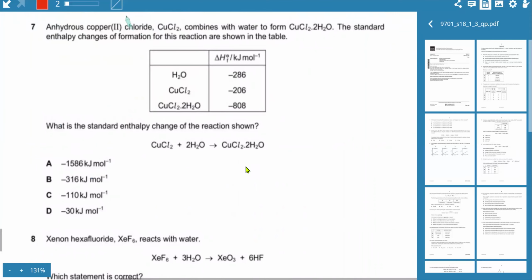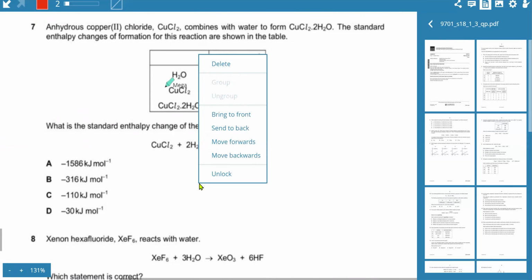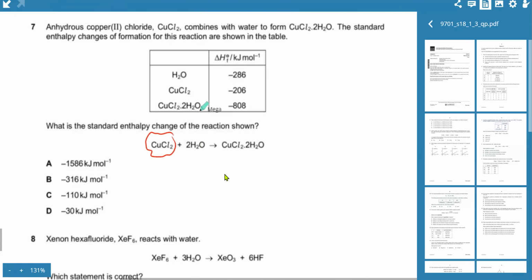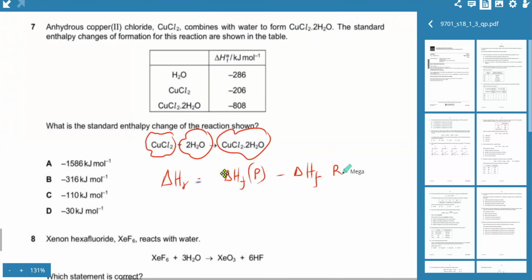Now you're given a reaction, you have to find the enthalpy change of that particular reaction. You're given the enthalpy change of formation of everything. So if you're given the enthalpy of formation of the reactants as well as the products, the formula for the enthalpy change of reaction is the enthalpy of formation of the products minus the enthalpy of formation of the reactants. Okay, so this is the Hess law formula, which you can simply apply.